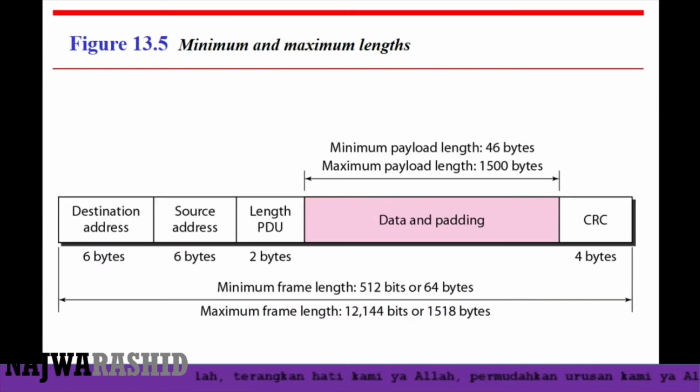So for the minimum and the maximum length of this frame, the minimum is equal to 64 bytes and the maximum length of this frame is equal to 1518 bytes. So these are the minimum and the maximum. We exclude the preamble and the SFD. We only cover from the destination to the CRC. For the data and padding, the minimum is 46 bytes and the maximum payload is equal to 1500 bytes.